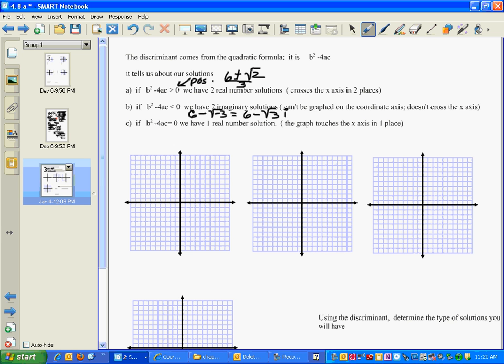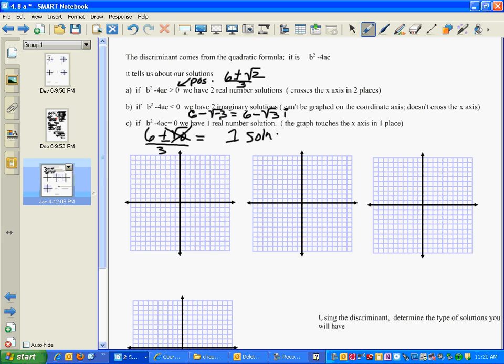Okay? So all we're looking at right now is the b squared minus 4ac. So if it's negative, we can't graph it. That means our graph doesn't cross the x-axis at all. Okay? If it's equal to 0, 6 plus or minus the square root of 0 over whatever, isn't that just going to give me how many solutions? 1, because this drops out, doesn't it? I don't have anything to add or subtract to my 6, so I get only one solution. And the graph just touches the x-axis.